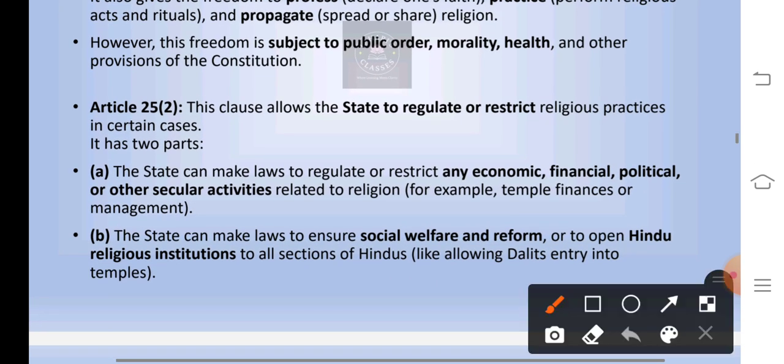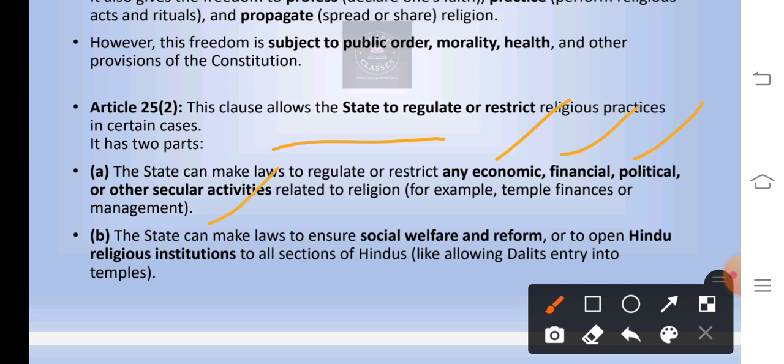Next is Article 25 clause 2. This clause allows the state to regulate or restrict religious practices in certain cases. It has two parts. The state can make laws to regulate or restrict any economic, financial, political or other secular activities related to religion. That is, you can manage your temple finances, your mosque finances, or a church or gurudwara finances.